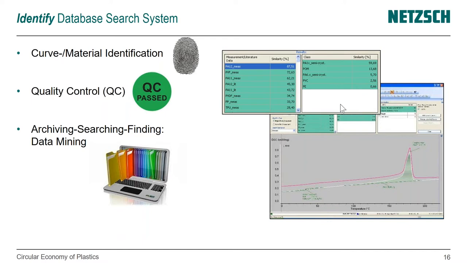Proteus is the software family name, and that's the Identify database search system that can be used for material identification. It can be used for quality control, so you can set boundaries and it can tell you right away if something passed. And it can be used for archiving, searching, and finding, or data mining in general. The first and the last is what we're going to talk about today when we talk about the Identify database.